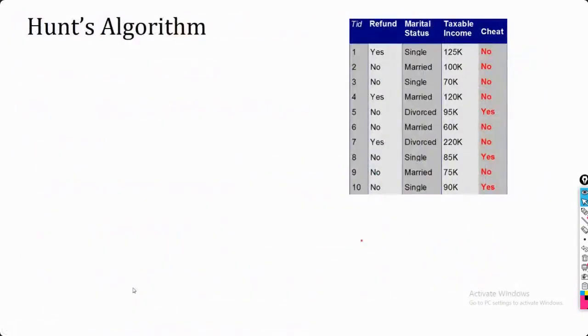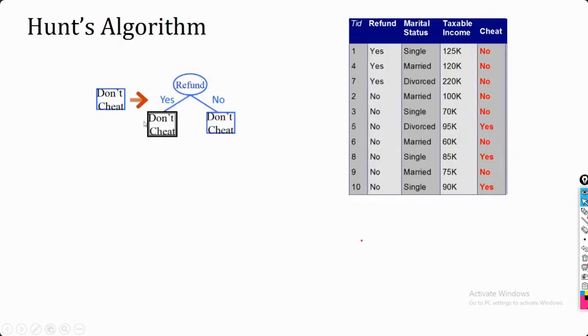This example has been covered here. Here you can see most of the instances are part of your no class, so that's why I have written it here. Next, suppose I have selected refund. Refund has the values yes and no, so these are the two divisions. Based upon yes, if we take the majority class, here it's no: out of three, we have two no, so that's why it's don't cheat. Even in case of no, the majority of instances are no.